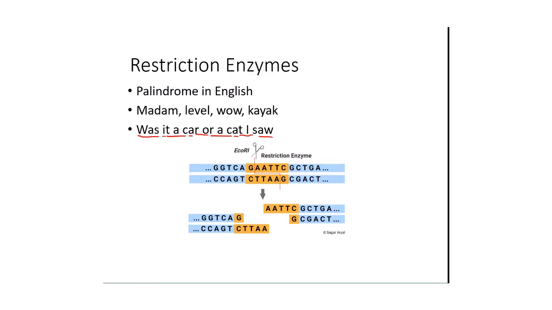So palindromes also exist within DNA, and here is an example of a palindromic sequence: GAATTC. The complementary strand is going to be GAATTC, the same thing, right? So forward and backwards, it's the same thing. So the restriction enzymes will recognize these palindromic sequences and they will cut them.